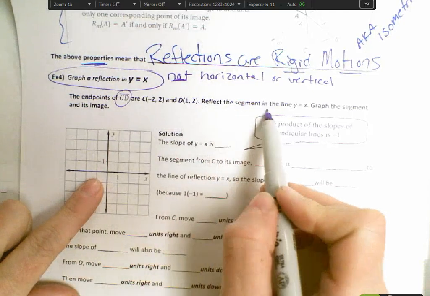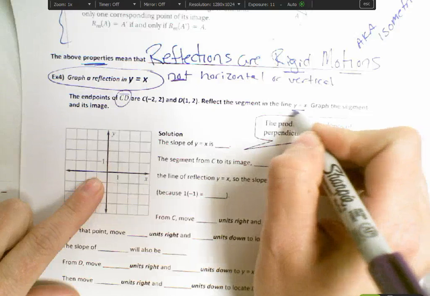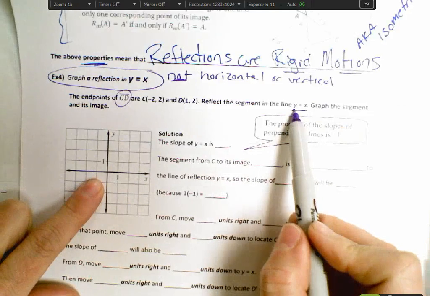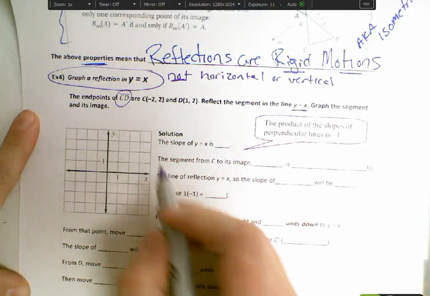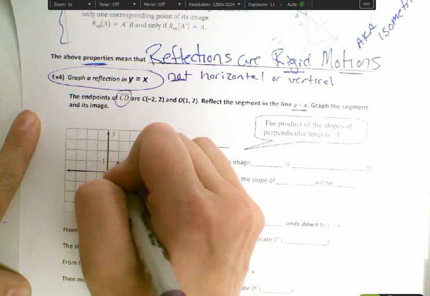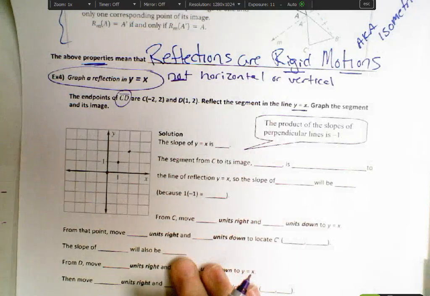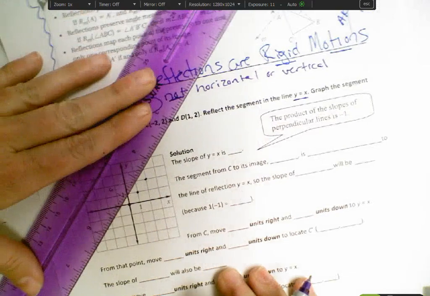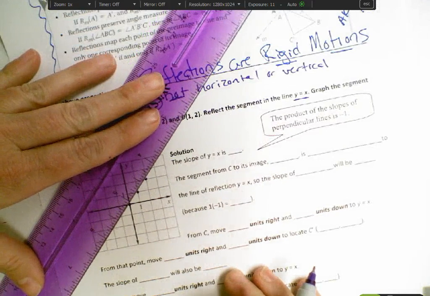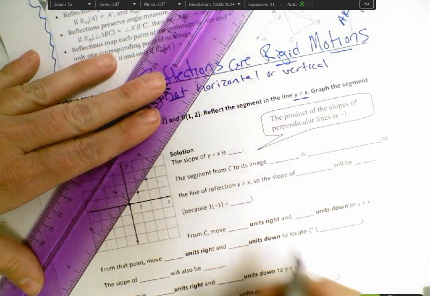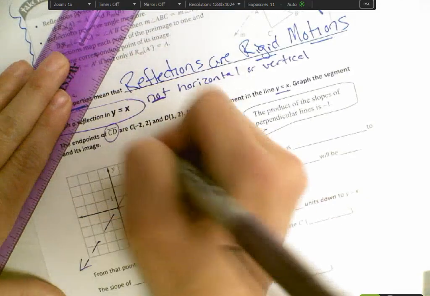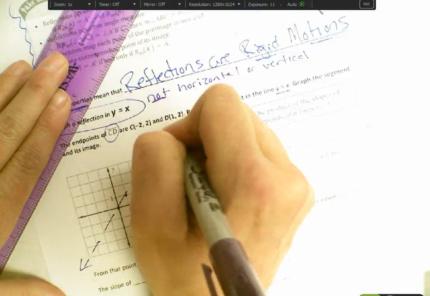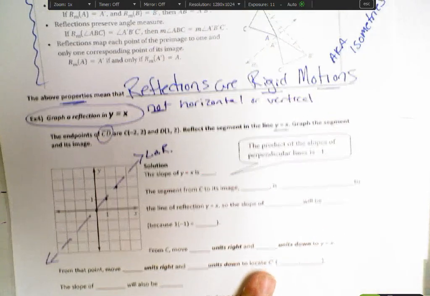We're going to reflect it over the line y equals x. If y is 0, then x is 0. If y is 1, x is 1, so on and so forth. So the line of reflection for y equals x has a slope of 1, and it runs through your origin such that y equals x. So I don't have a vertical line anymore.